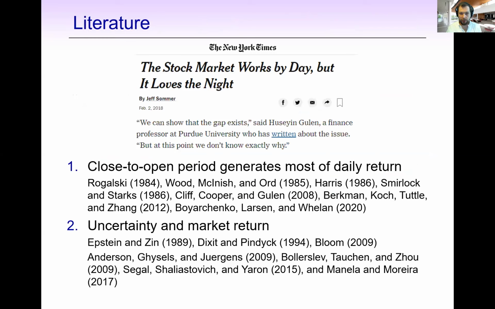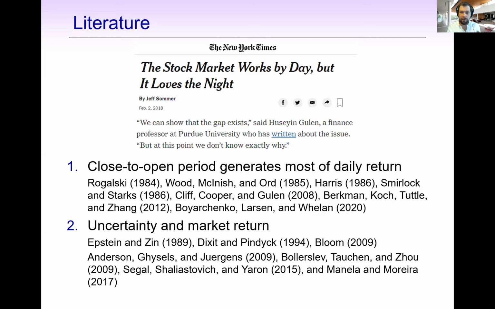So what's new here? From prior literature, we know that most of the equity premium is concentrated during the overnight period. And as Hussein Gulin told the New York Times 2 years ago, we can show that there is a gap between day and night return, but at this point, we do not know exactly why. So here's our contribution. Prior literature doesn't observe prices at night. So we will introduce and look at this detailed overnight data and localize this period with positive returns, which immediately helps us reject some of the hypotheses in the prior literature.